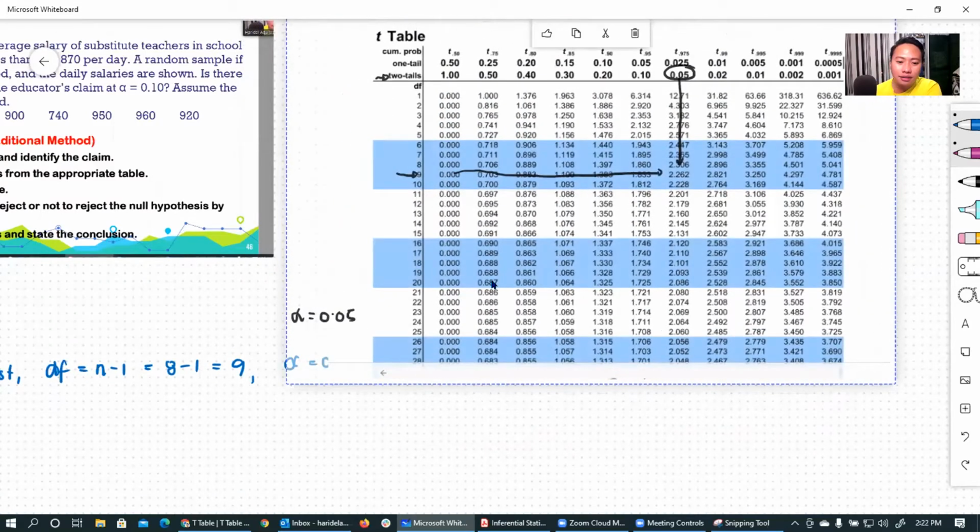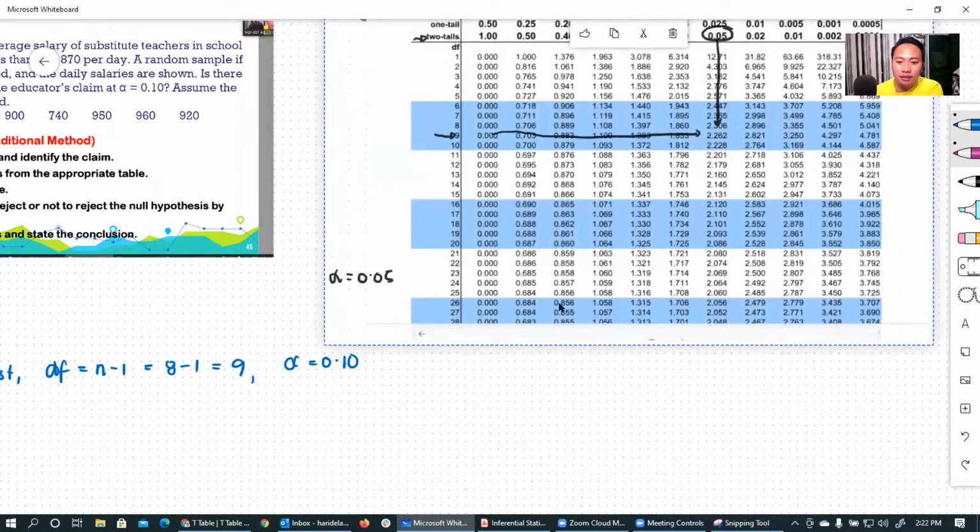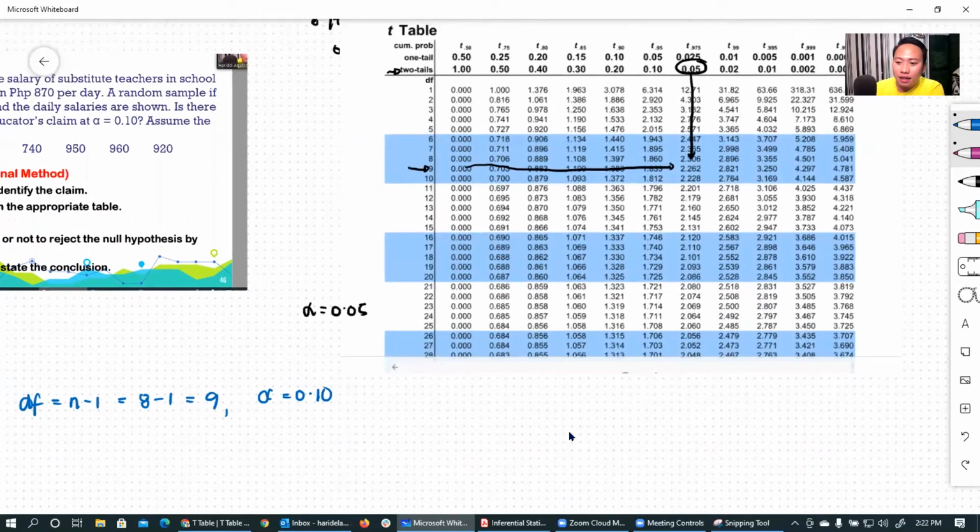And then let me erase this so you can see. So the degrees of freedom is 9.